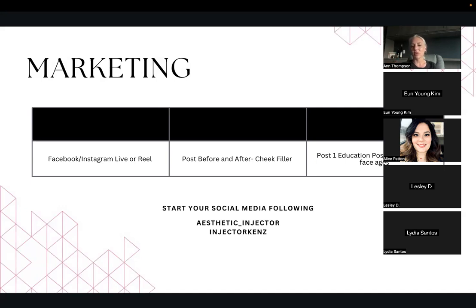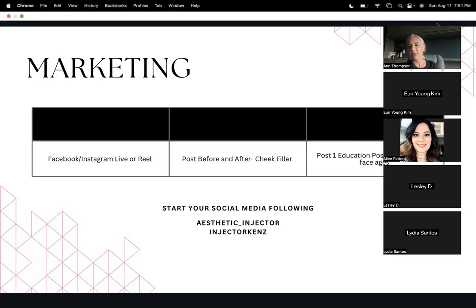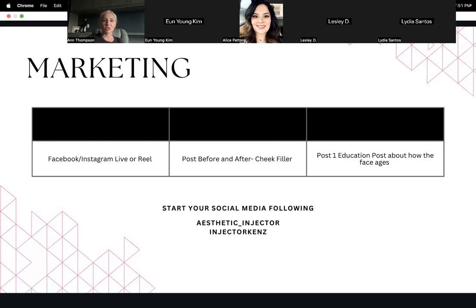The second thing you're going to do is post a before and after of cheek filler, and I have that graphic for you, so I will upload it to the Facebook page. The very last is an education post about how the face ages. You can start educating your audience that at the age of 35, fat pads start disintegrating and separating, and you start losing collagen. That's really when filler comes into play, and you can help rebuild or bring volume back to the face. This is a post you will create on your own. The purpose of it is education.